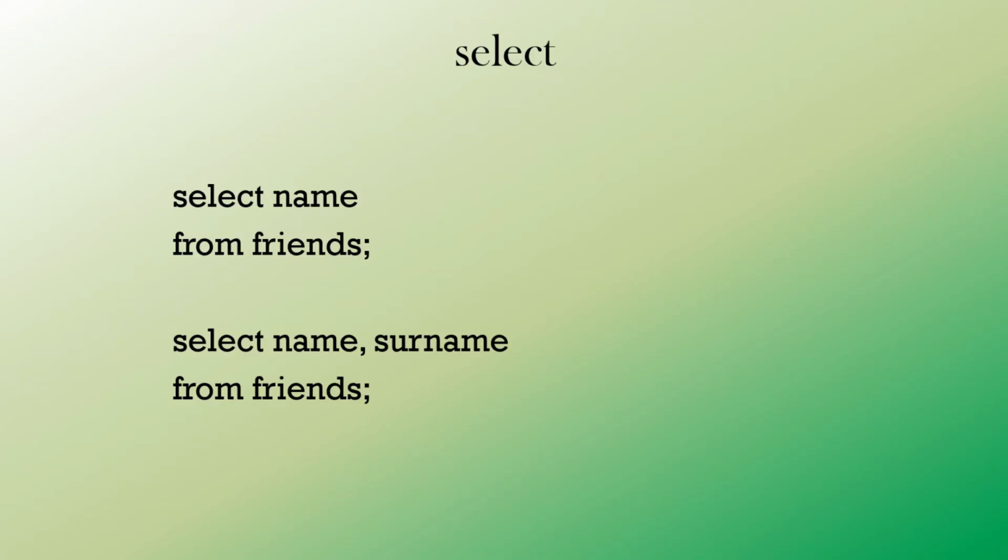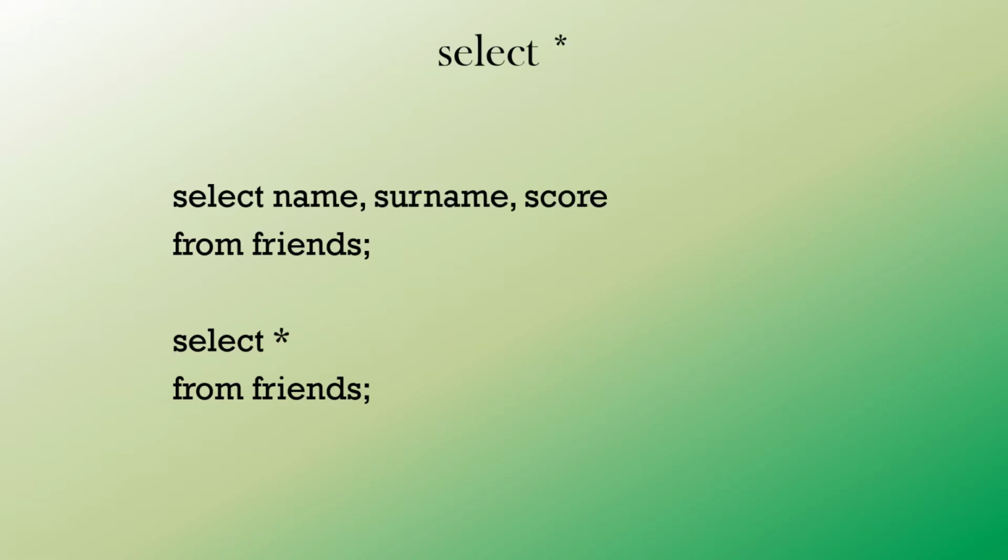So let's look at some simple select SQL statements. Here we've got select name from friends. Here we've got select name and surname from friends. So we can look at one column or more than one column from a table.